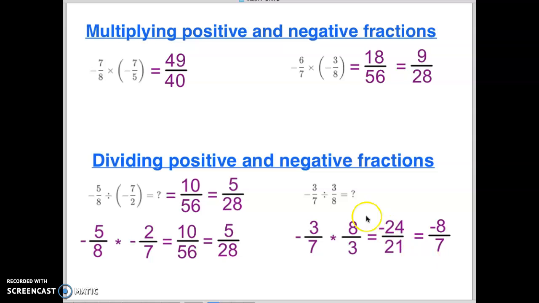Again, if we do this the faster way, 3 times 8, do the corners, 3 times 8 is 24. 7 times 3, 21. A negative times a positive is a negative. And then simplify. That's all there is to it, guys. Look at that. 2 cons, less than 4 minutes to do a video on that.